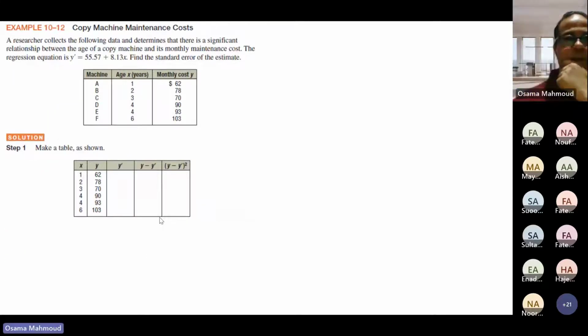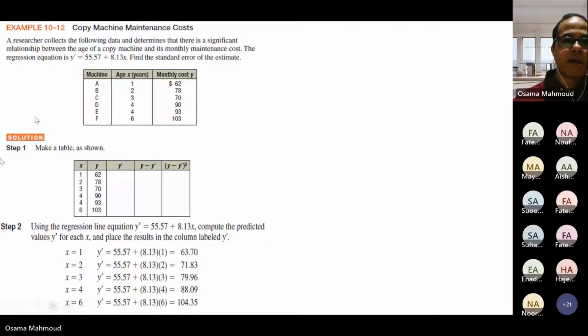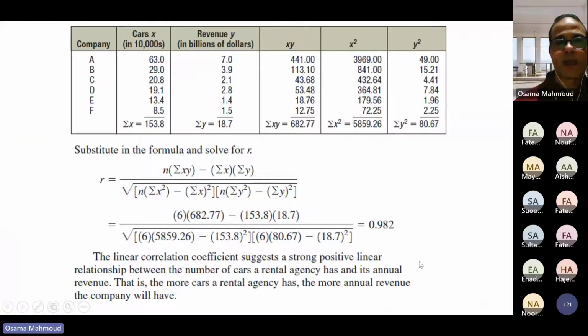Let's go for this one. How to get it? I get the linear regression equation, right? I get the prediction value from the linear regression equation. I get the difference between each value and its prediction, square it, sum it, and divide by the number of data minus 2. I call it the standard deviation of observed values about the prediction value. This is the standard error in the prediction.